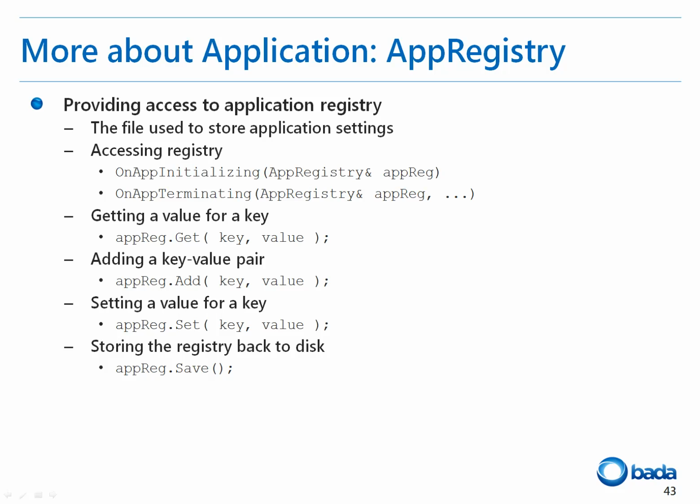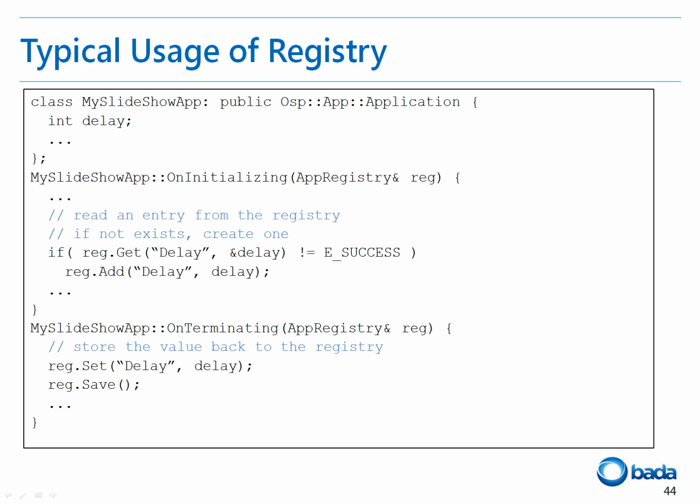Save the application data in AppRegistry with the Set and Save methods. Data saving is generally handled within the OnAppTerminating method, which is called when the application is terminated. Here's the typical usage of the registry. In this example, I get the delay value from the app registry during initialization, and, if successful, I use the value in my application. And in the OnTerminating method, I save the delay value to the app registry so that it can be used in the next run.